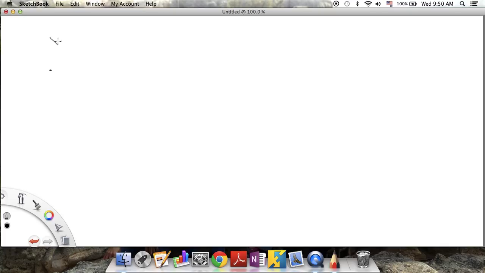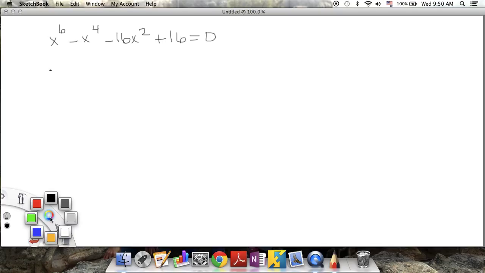Let's say we have x to the 6th minus x to the 4th minus 16x squared plus 16 equals 0. So how many roots are we going to have? Well, it's a 6th degree, so we're going to have 6 roots. And what are all our possibilities? Well, this is a leading coefficient of 1, so all we have to pay attention to is the factors of this constant. So we've got plus or minus 1, plus or minus 2, plus or minus 4, plus or minus 8, and plus or minus 16.